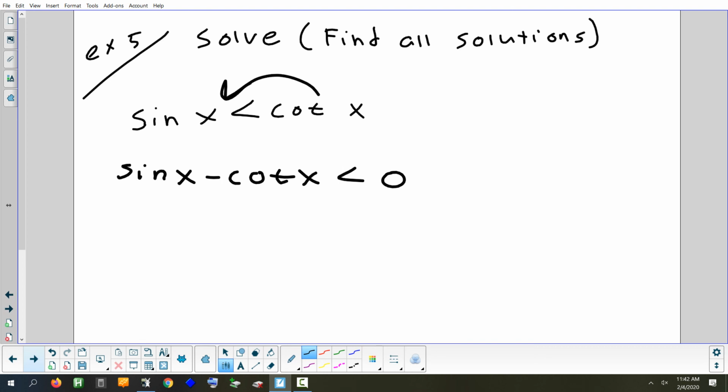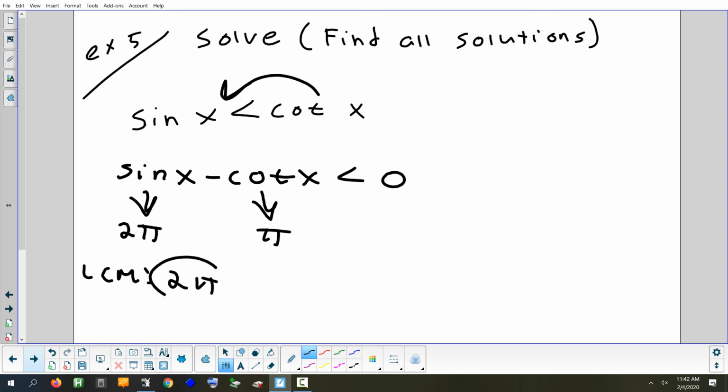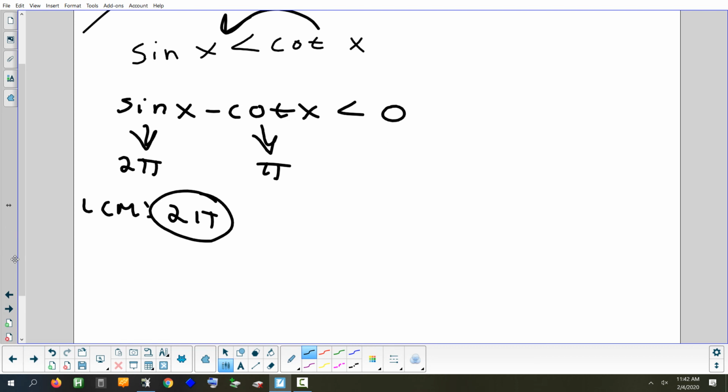Okay. Now, first let's find the period. Period of sine is 2 pi. Period of cotangent is pi. You can look up on your chart how I did that if you're not sure. Least common multiple, this one's come up a bunch of times. It's 2 pi. Okay, so that 2 pi, we're going to keep that in the back of our mind when we set our window. We're also going to use that when we write our answer.